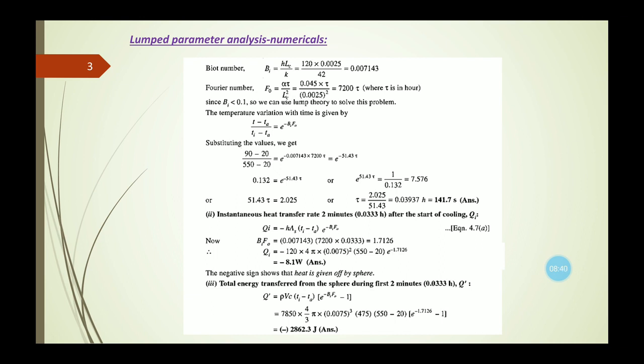So what is the significance of this negative sign? This negative sign implies that the heat is given off by the sphere.